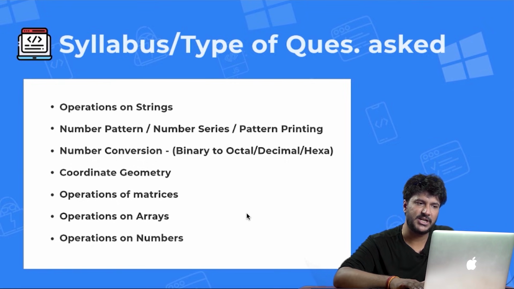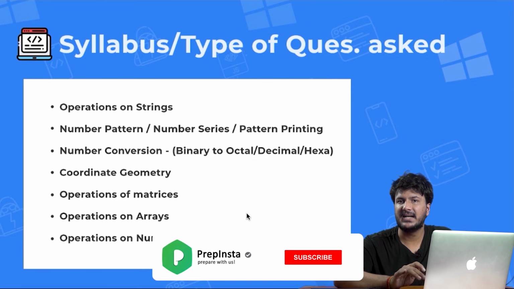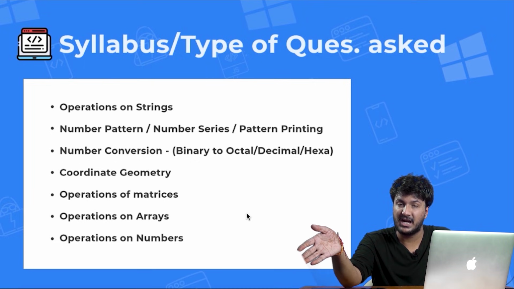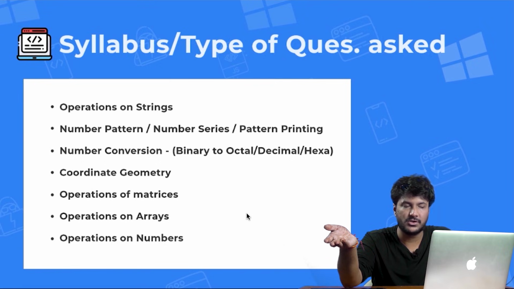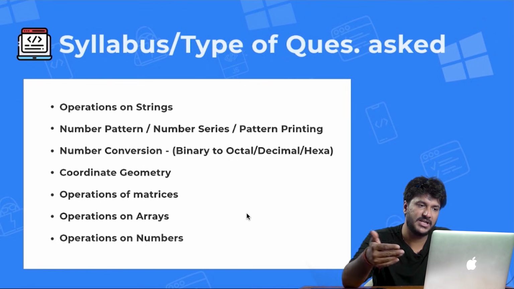This would be operations on strings. They would give you a string, and then they'll ask you to change all the vowels in the string to a special character like @. Whenever you encounter any vowel, you change that vowel to @ and then print the whole string again. Or they could also do it with consonants. They could also say capitalize all the vowels, or capitalize only the first and the last letter of a string, right? Such kind of questions.